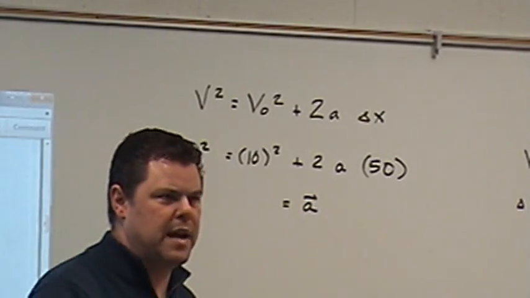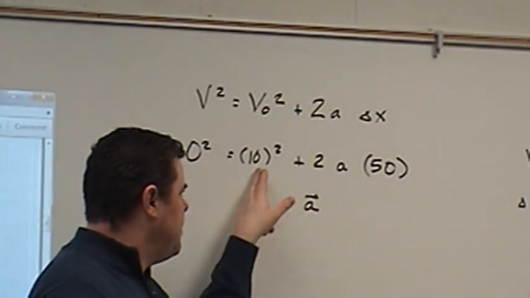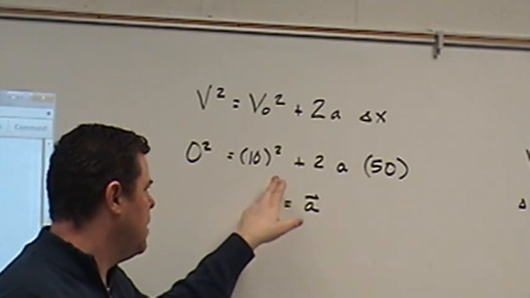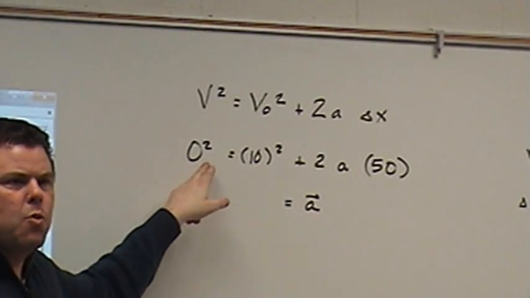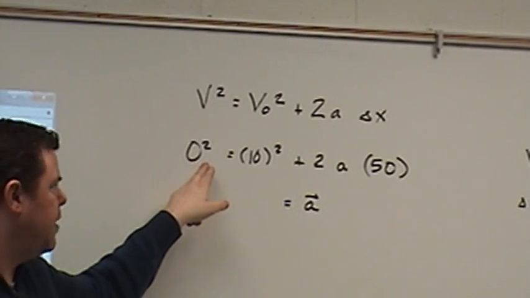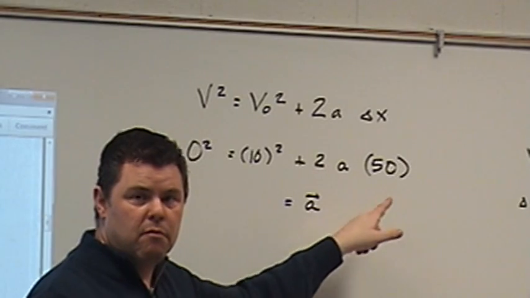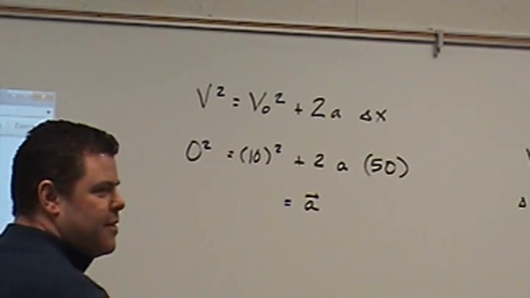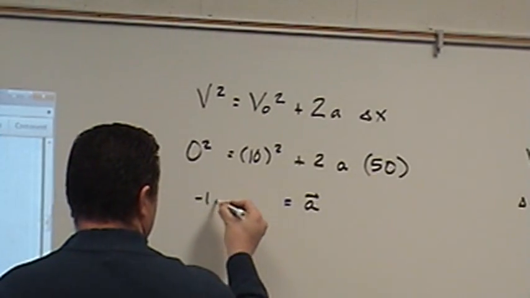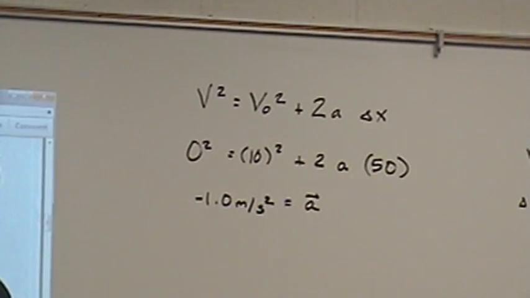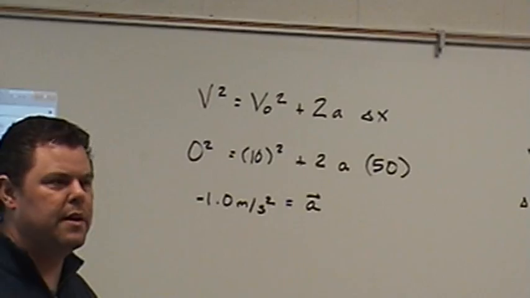I'm just going to do an example. Going 10 meters per second, you stop in 50 meters. What's your acceleration going to be? What's 10 squared? 100. And then if you divide 100 by 2 times 50, 100 divided by 100 makes it easy. And why is my acceleration negative? What does that mean? Because you're slowing down or stopping, the acceleration is negative.